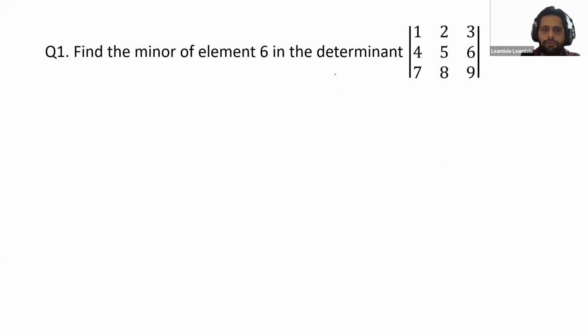Please try this question. Find the minor of an element 6 in the determinant. Okay, so if you will check this, then this belongs to the second row and third column. So that means this element is A23. So you need to find M23. Please find this value and share your answer.